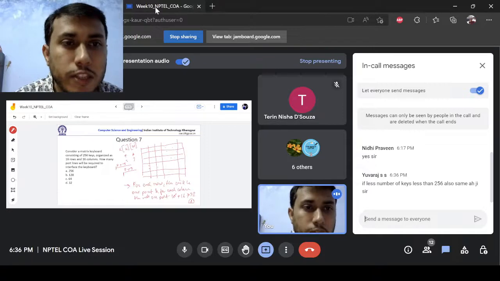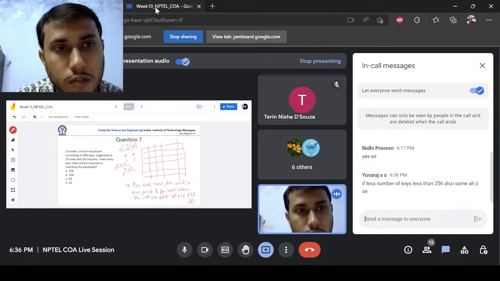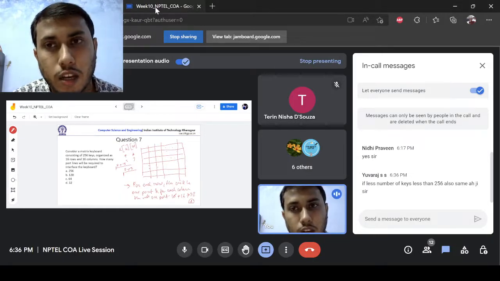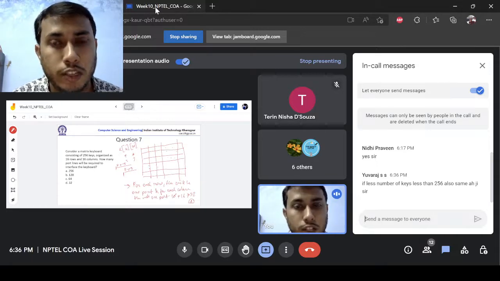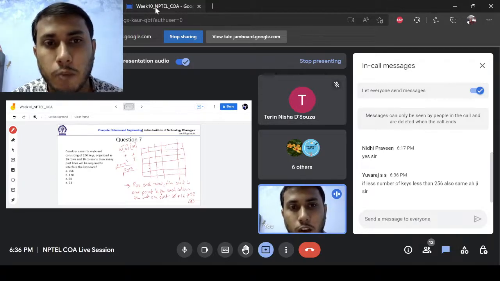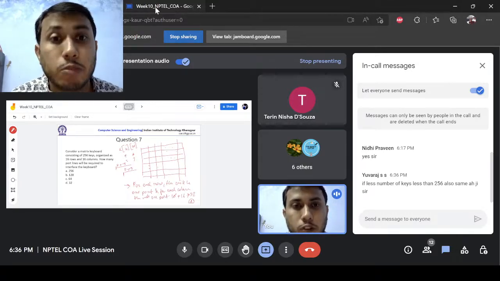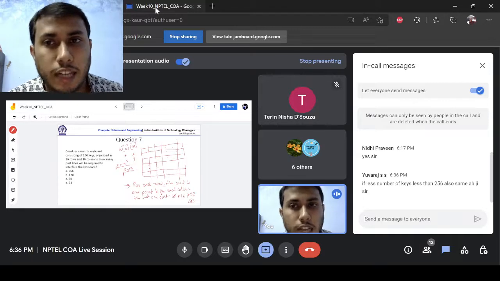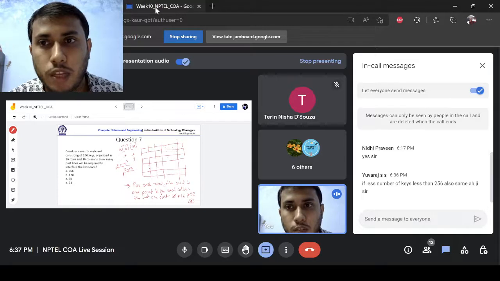If the number of keys is less than 256, yeah. See, suppose it is said that it does not have 256 keys, but it has 240 keys. Think about it, what will be the size of the matrix? It will be 16 cross 16, right? Because you need to interface it like that, since it is given that it is a matrix. So in that case also it will be addressed the same.